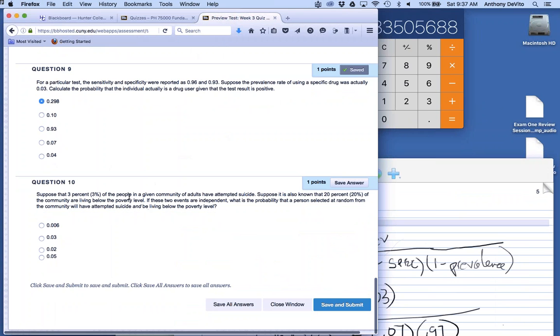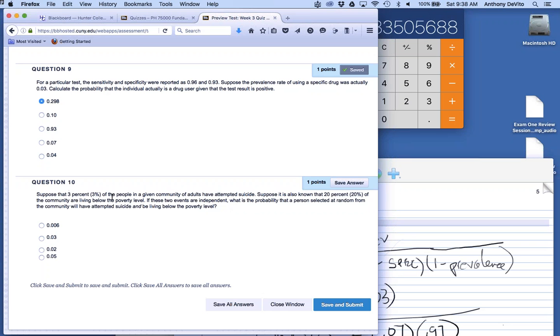Okay, so last question in this session, in this quiz. Suppose that 3% of the people in a given community of adults have attempted suicide. Suppose it is known that 20% of the community are living below the poverty line. If these two events are independent, what is the probability that a person selected at random from the community will have attempted suicide and be living below the poverty line? Okay, so now when you have independent events, you can use the multiplication rule, right?